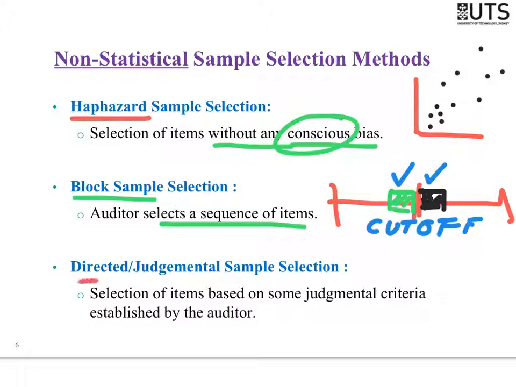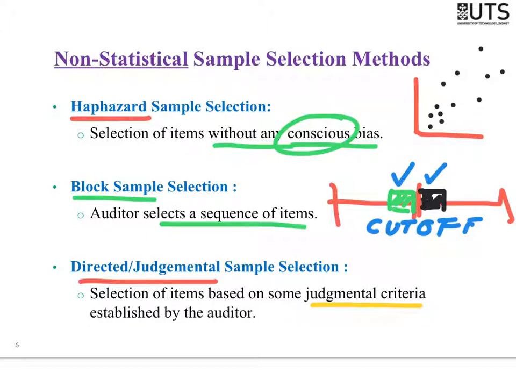Now, the final one here is direct judgmental sample selection. What does that mean? You are directly using your judgment and you know it. So one way that we do this is we often pick some form of criteria and then we pick a sample based on it. Now, let me give you an example here. If I was testing non-current assets and I decide, well, I want to focus on the non-current assets that are high value. So I say, I'm going to pick all the non-current assets above $1 million.